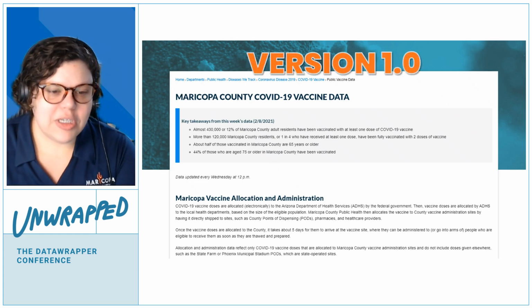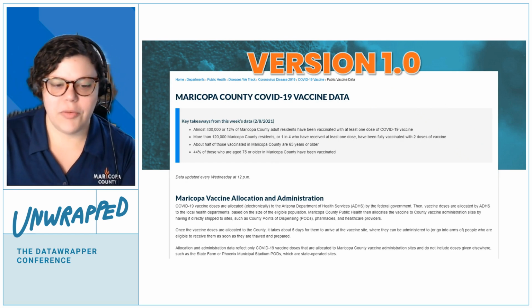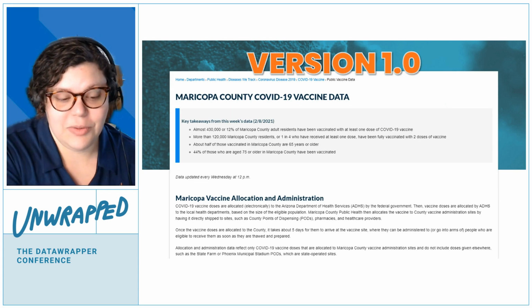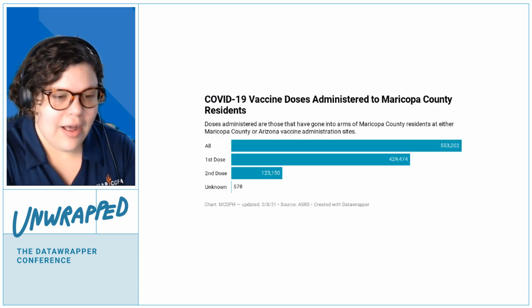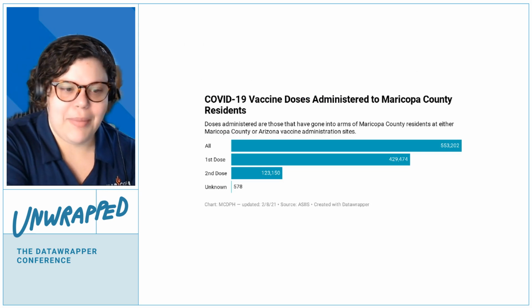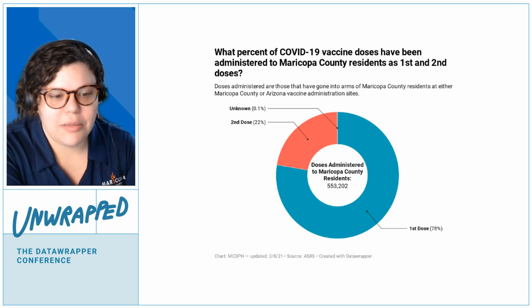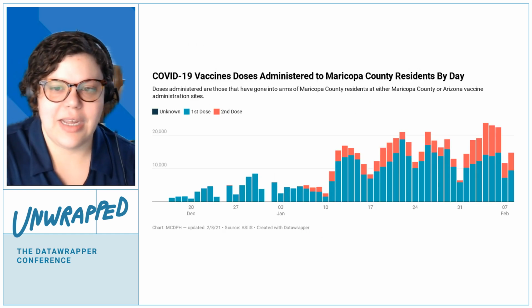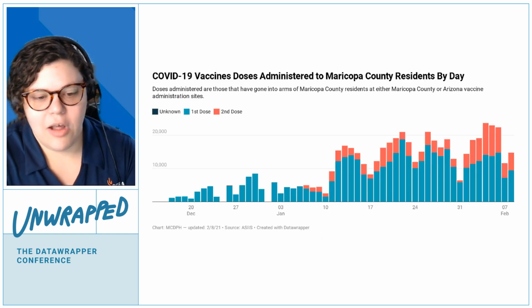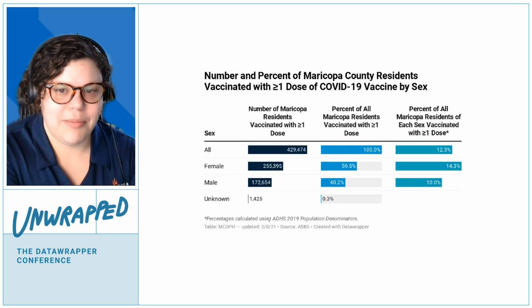So here's a little snapshot of the first iteration of our COVID-19 vaccine data webpage. We'll walk through the figures quickly as users would have seen scrolling through the page. We created a bar chart showing number of vaccine doses administered overall and by dose type. We also shared these data in a donut chart showing the proportion of doses administered by dose type, as well as a stacked column chart showing number of doses administered over time by dose type.